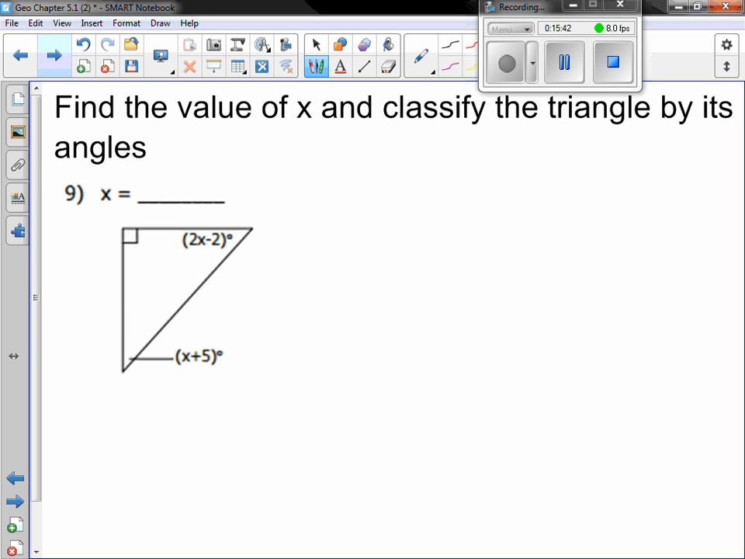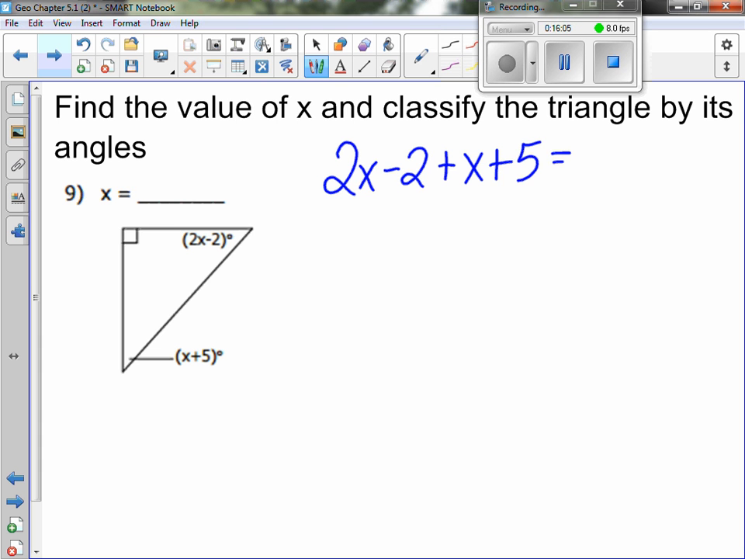Kind of like this one here. We're given this triangle, and we're shown that it's a right triangle, because we have one right angle. So I could do it the way that we did the first few, and set all three angles equal to 180, and I'd get the answer. But with our new theorem, we can say that these two angles here equal 90, because the acute angles of a right triangle will add together to be 90 degrees every single time.